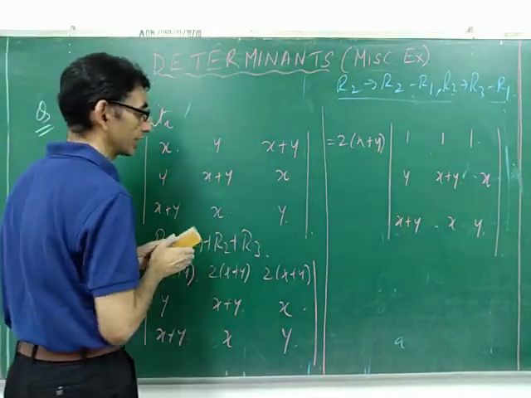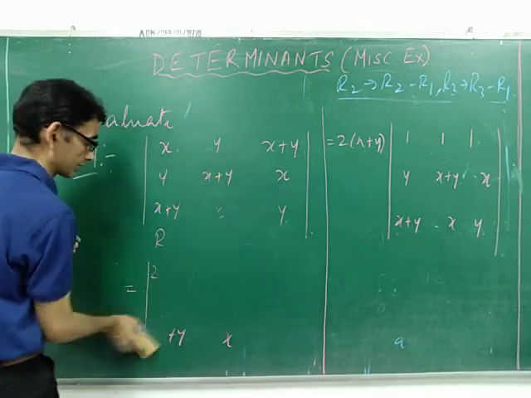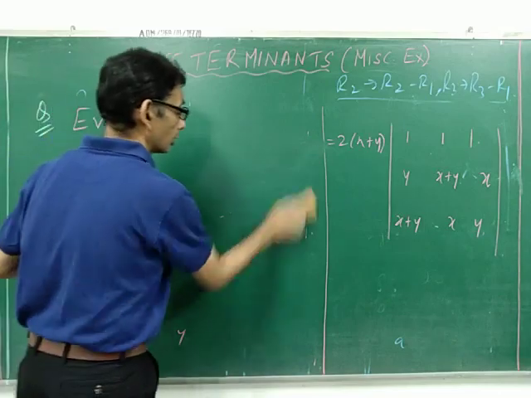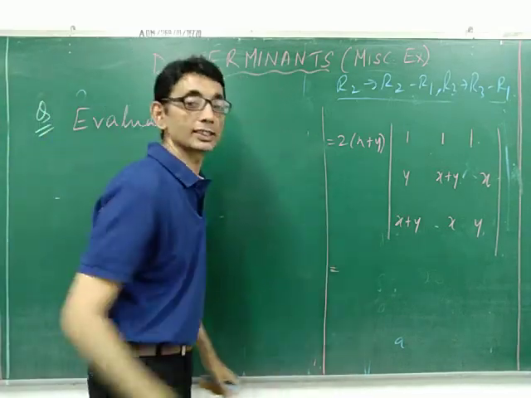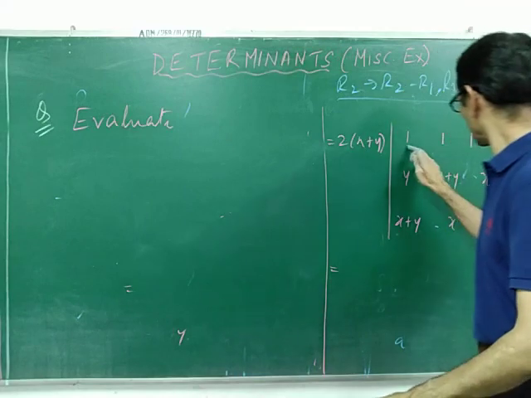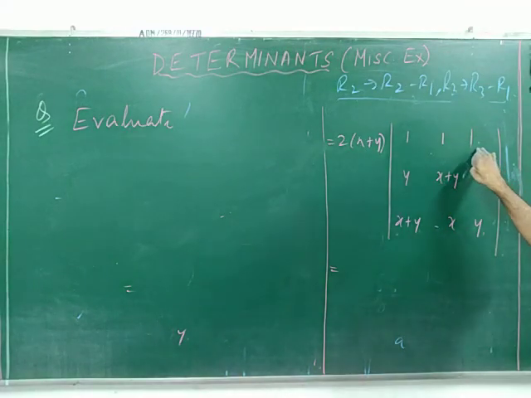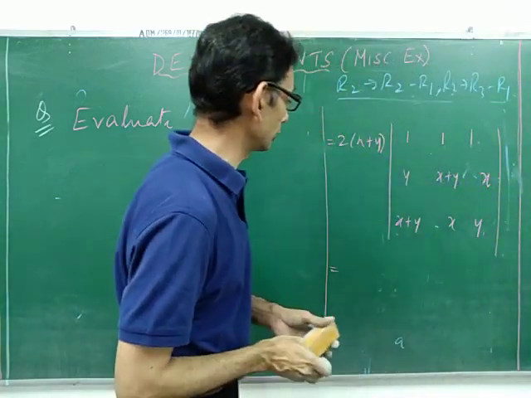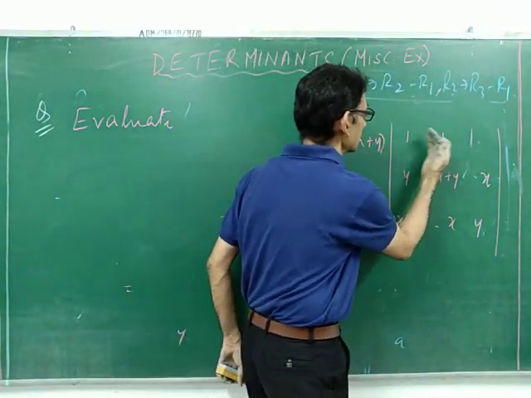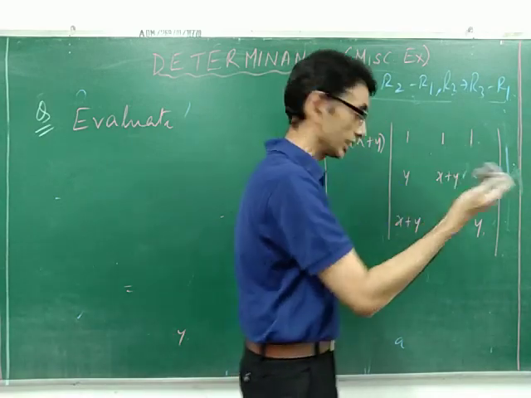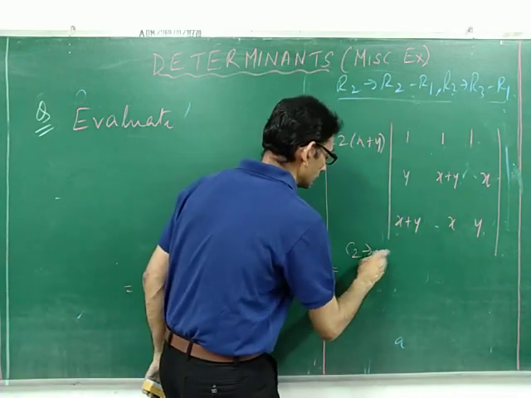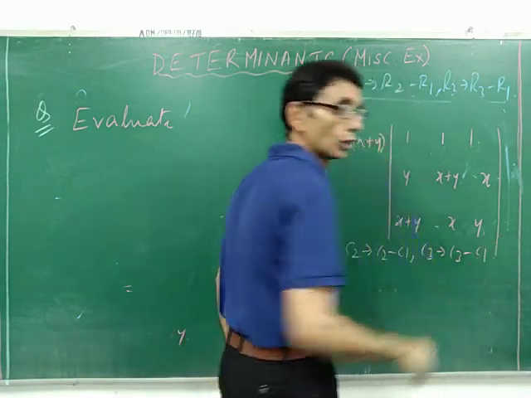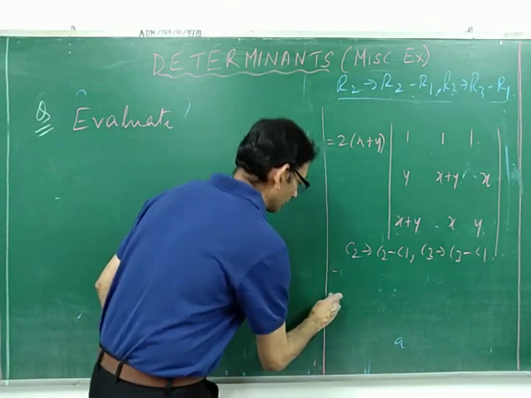So I hope the next step is an obvious step. It will definitely come to your mind. What's the next step? Yes, right. In the first row we have got 3, 1. We are going to make it 1, 0. So what rule are we going to apply? That is C2 goes to C2 minus C1, and C3 goes to C3 minus C1. Just write this. Okay. What is the next step?